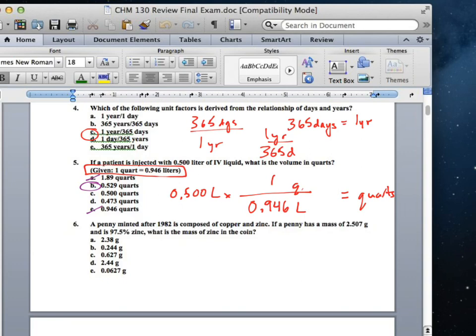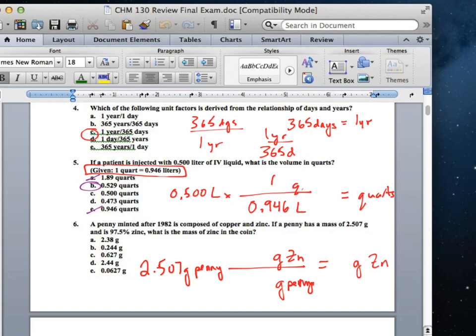Okay. Next one, a penny is minted. I don't want to read it all. What is the mass of zinc in the coin? What do we want as an answer? Our grams of zinc. What are we given? We are told that we have a mass of our penny of 2.507 grams of the penny. So if we follow with our units, we want grams of our penny, that says penny, with grams of zinc on top.